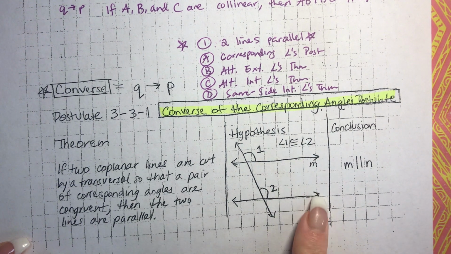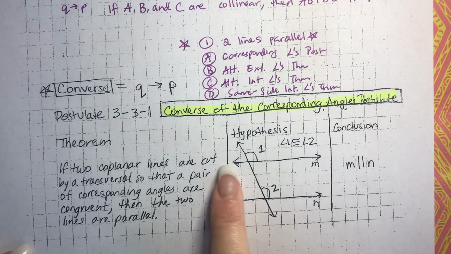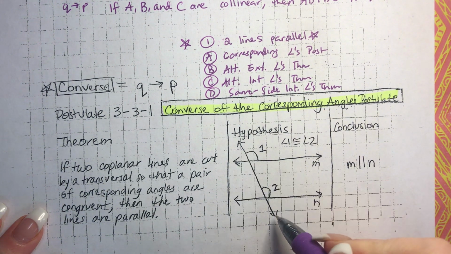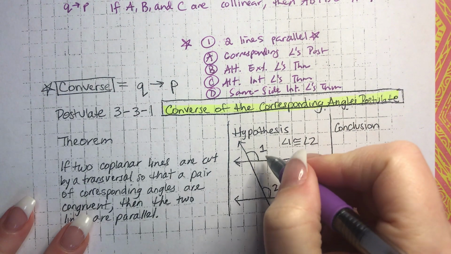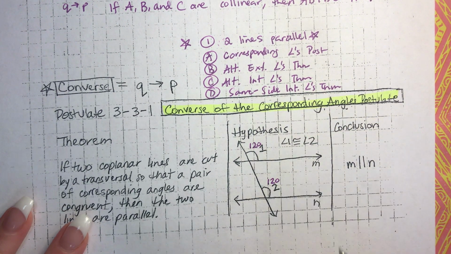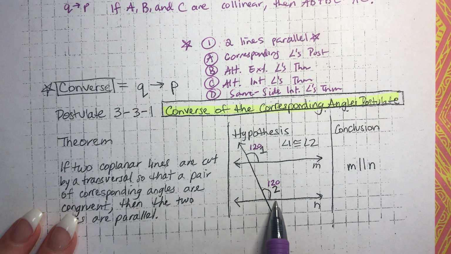So we can say that M and N are parallel. So that's kind of cool, right? So you have two lines. We don't know anything about them, but they're cut by a transversal. And let's just say, hey, if this is 120 degrees and this is 120 degrees, which means they're the same, and these are corresponding angles, right?